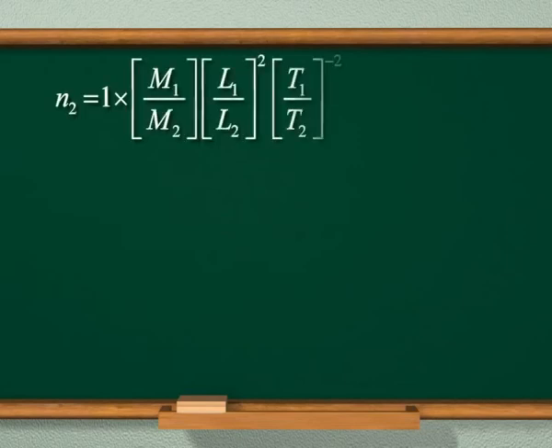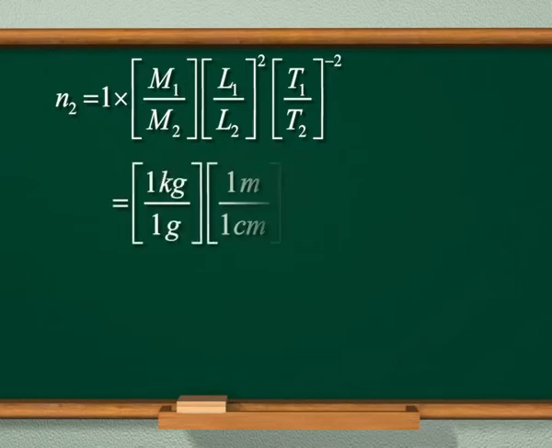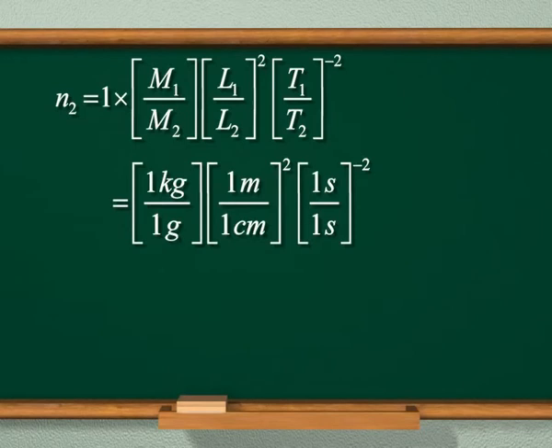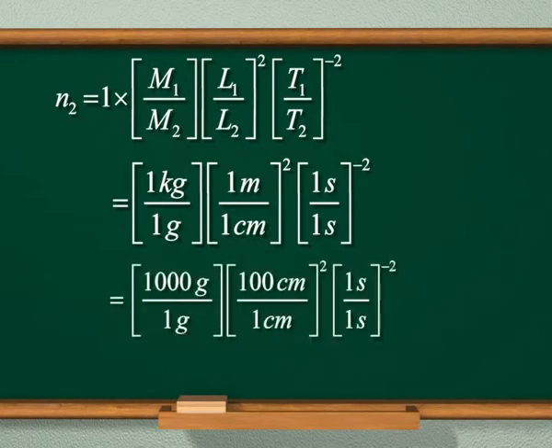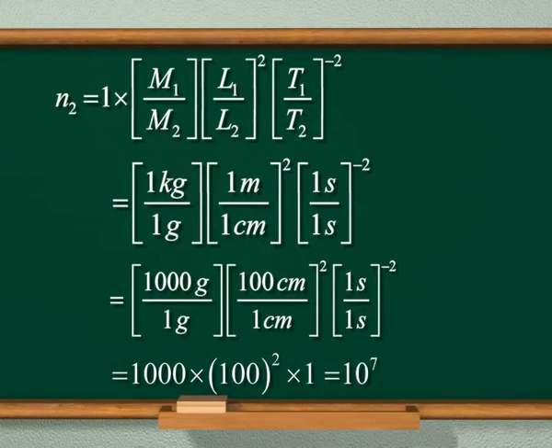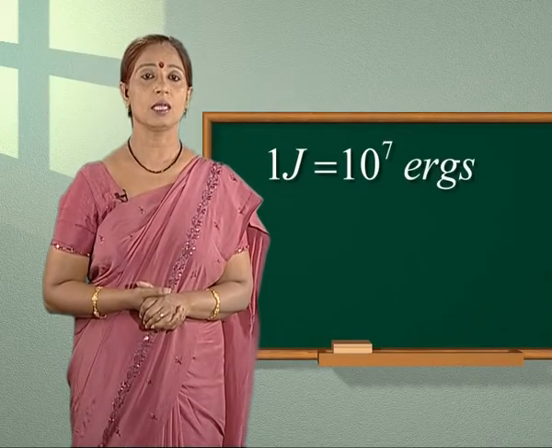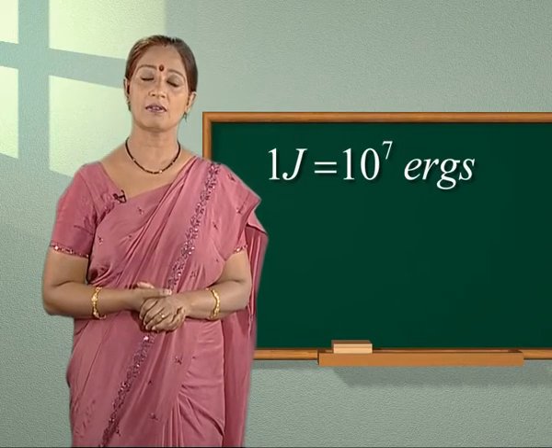Therefore, N2 can be calculated as (M1/M2)^1 multiplied by (L1/L2)^2, which is further multiplied by (T1/T2)^-2. Then we convert basic units from one to another, as 1 kilogram is equal to 1000 grams, 1 meter is equal to 100 centimeters. On solving, we get N2 is equal to 10^7. That is, 1 joule is equal to 10^7 ergs.